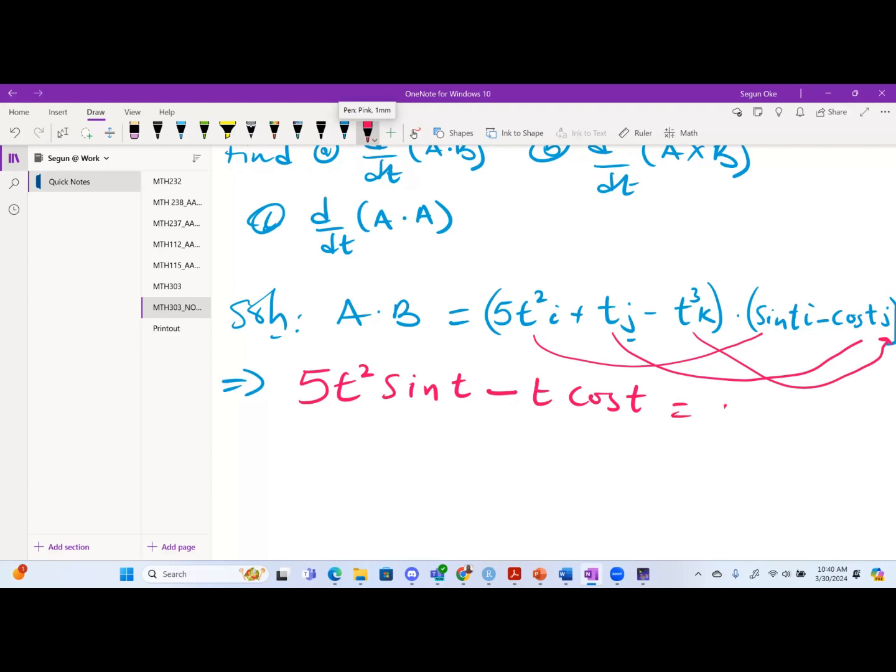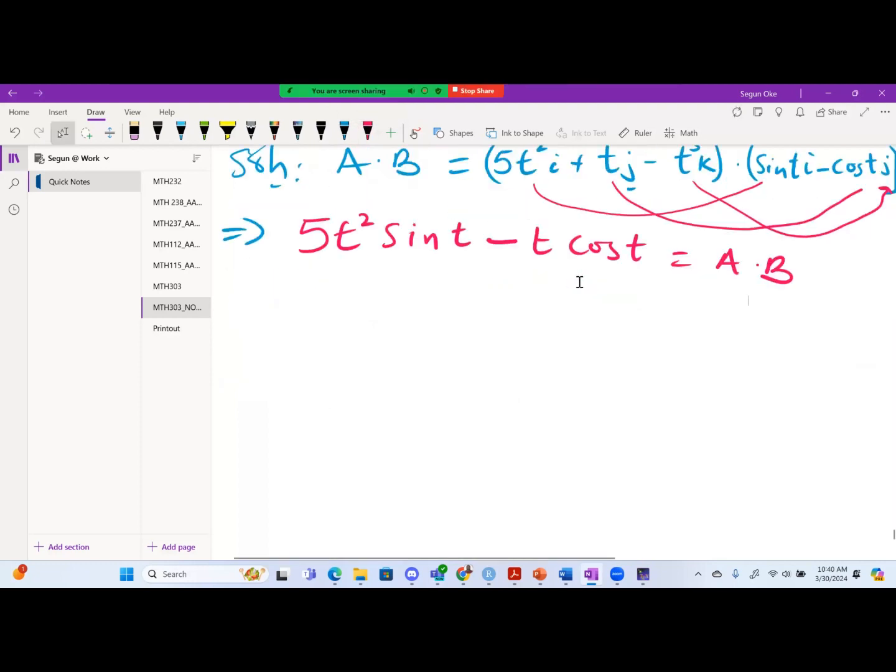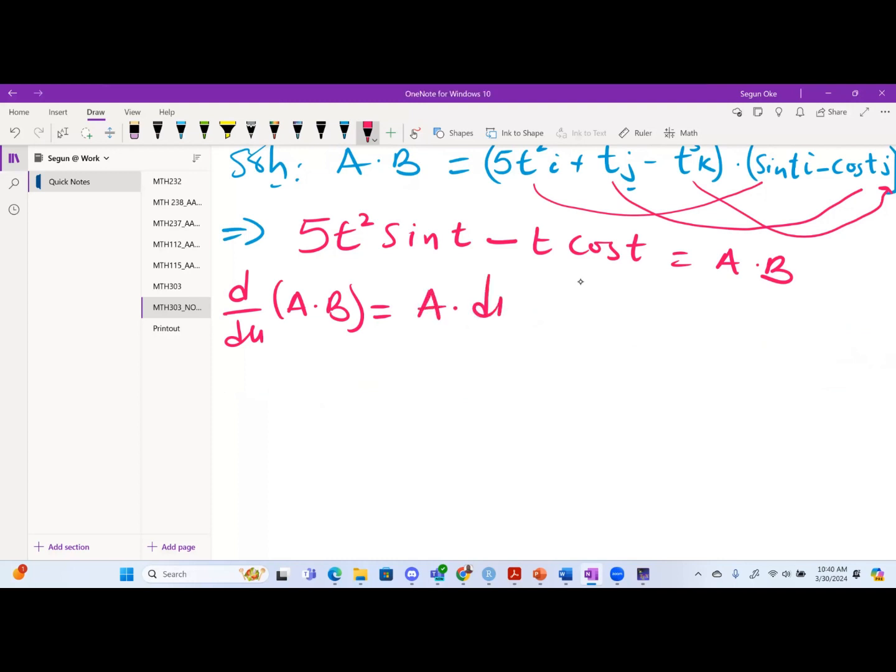This is equal to A dot B. Now, for us to solve the problem, remember we had to find d du of A dot B. What is the definition of d du of A dot B? It is the same thing as A dot dB dt plus dA over dt dot B. Am I right?